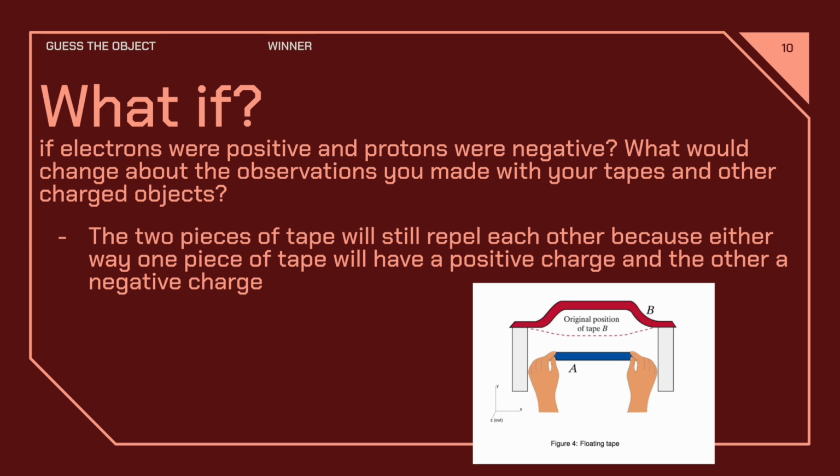Now, to answer the what-if questions. If electrons were positive and protons were negative, what would change about the observations you made with your tapes and other charged particles, and other charged objects? The two pieces of tape will still repel each other because either way, one piece of tape will have a positive charge and the other a negative charge, so the results of this experiment would remain the same.